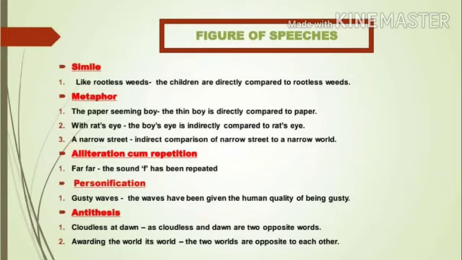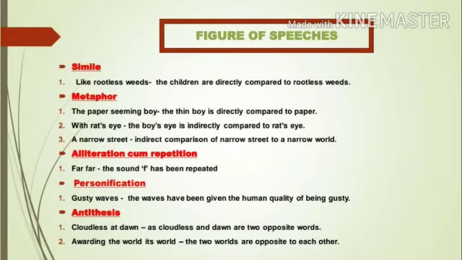The second is metaphor. In the first stanza, the statement, the paper seeming boy with rat's eyes, and in the second stanza, in narrow street, all these statements have the expression of metaphor. The paper seeming boy, the thin boy, is directly compared to paper. With rat's eyes, the boy's eyes are directly compared to a rat's eyes. In the statement, a narrow street, there is an indirect comparison of the narrow street to a narrow world where the future of the children is totally destroyed.